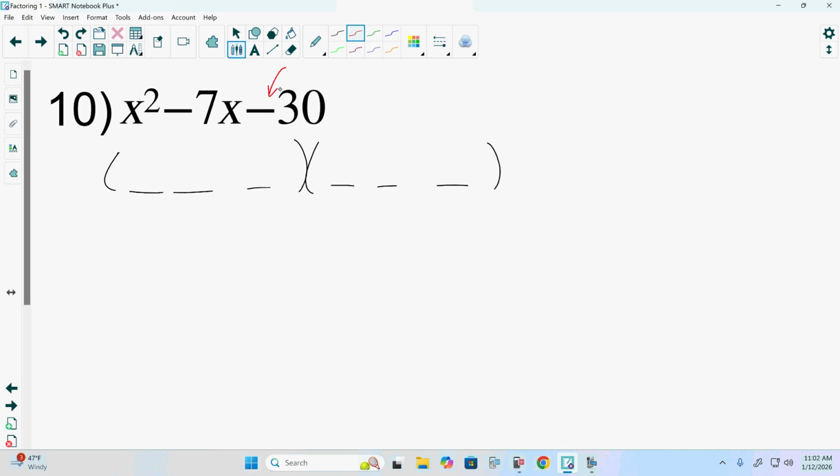So we move on to our two sets of parentheses with three spaces. If the third term is positive, the signs are the same and match the sign of the middle term. If the third term is negative, the signs are opposite. Since the third term is negative, our signs are opposite. Because the only way we can multiply two together and get a negative is if one is positive and the other is negative.